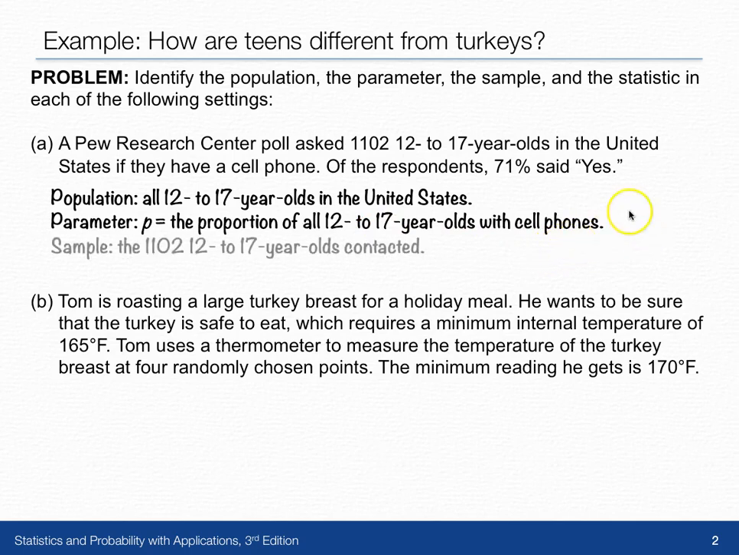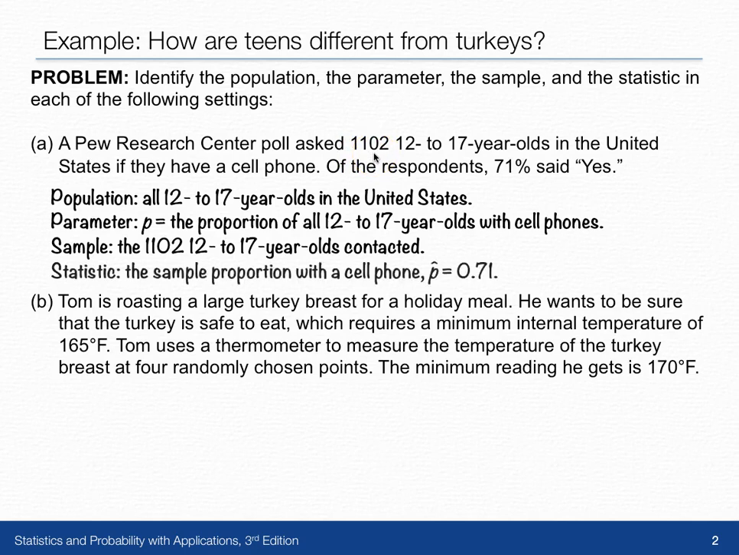Our sample is just the 1,102 12 to 17-year-olds that were contacted, while the statistic would be the sample proportion that have a cell phone, or in this case, 71%. So if our parameter is P, we'll say that our statistic is P hat of 71%, and that's our best estimate of the true proportion of all 12 to 17-year-olds with cell phones.